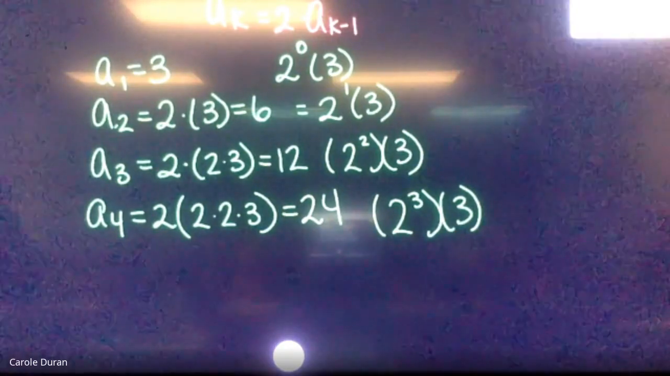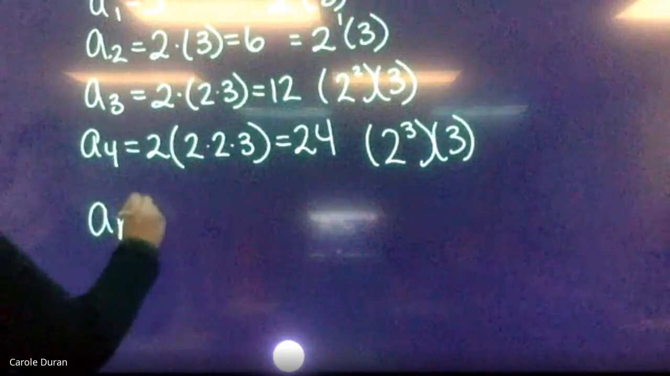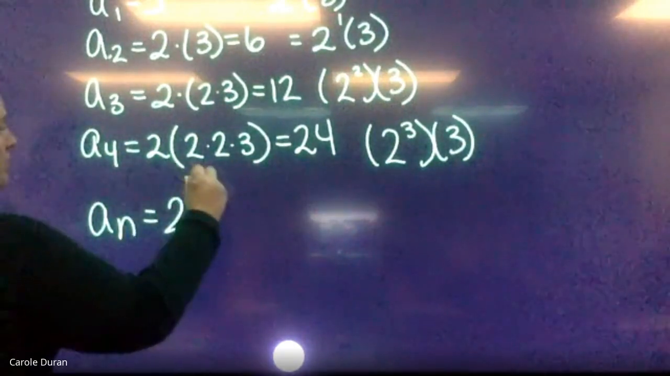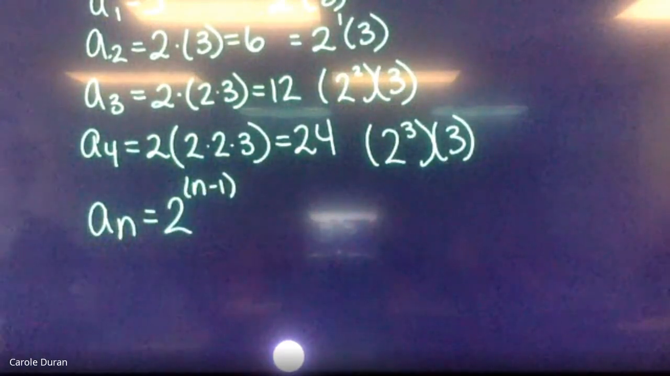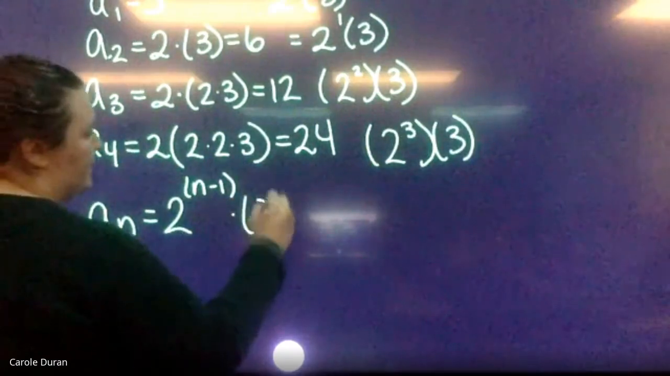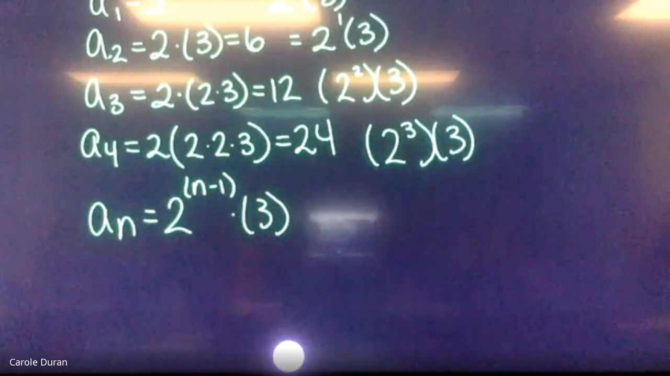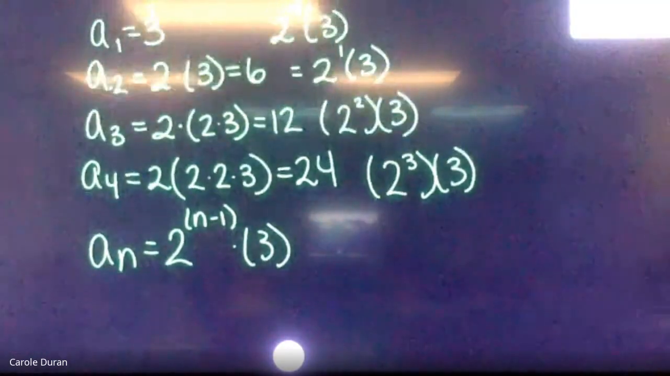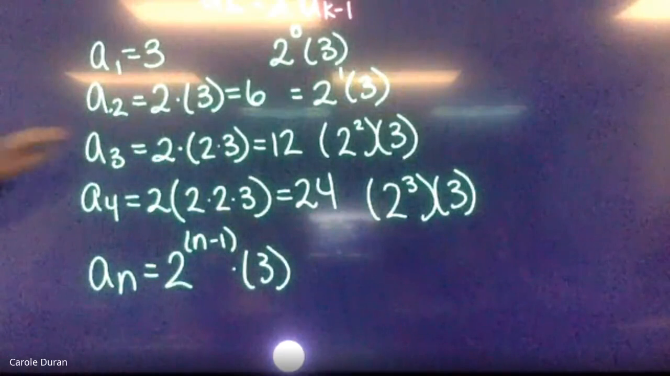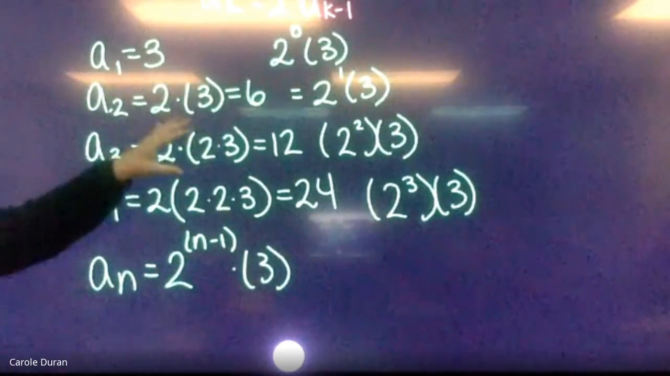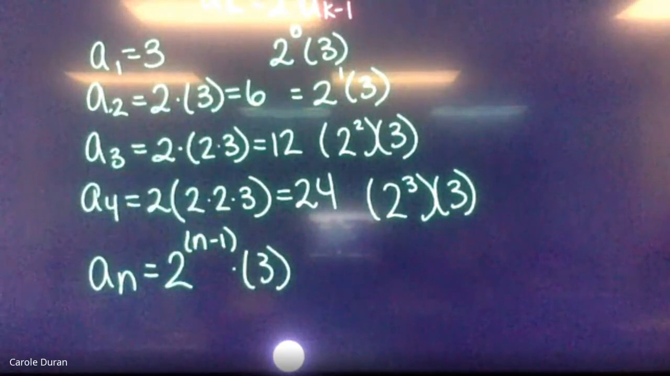So if I'm trying to find the nth term here, I'm going to take 2 to the n minus 1 power, and I'm going to multiply the answer by 3. And that's going to give me my nth term. So 2 times 3, then you put that where the AK is. Every time, I just took what was in the step before and put it where AK was. So you'll do that for every one.